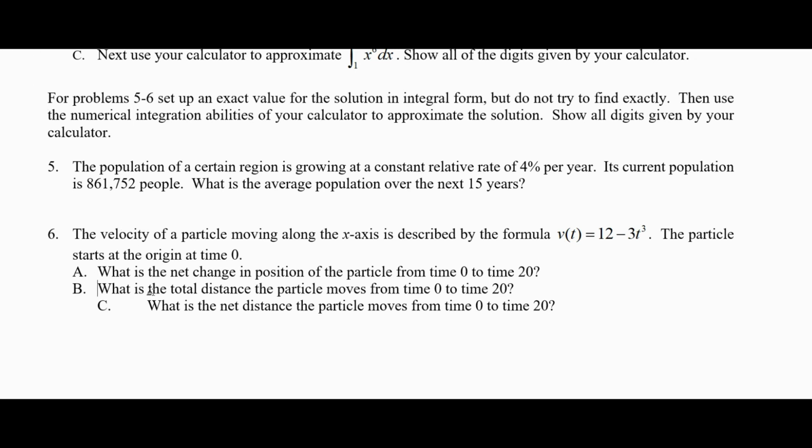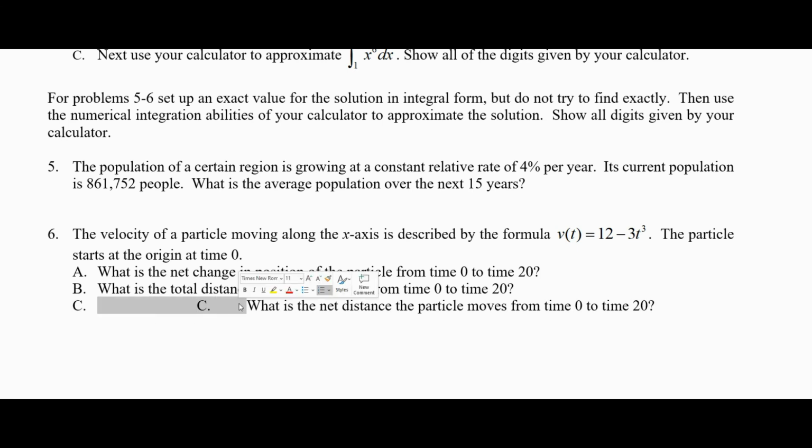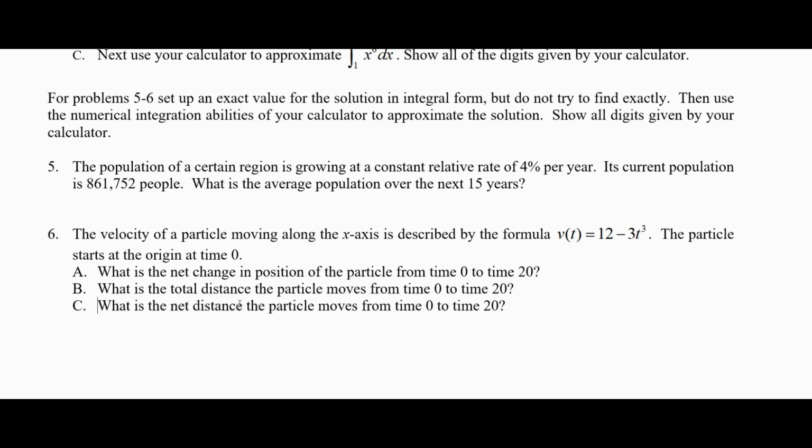Next, we want to look at the velocity of a particle moving along the x-axis described by the formula v of t equals 12 minus 3t cubed, and the particle starts at the origin at time t equals 0. Actually, v is not the coordinate, v is the velocity. x would be the coordinate.